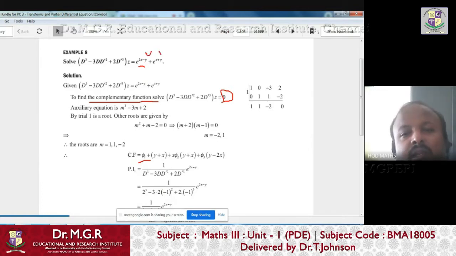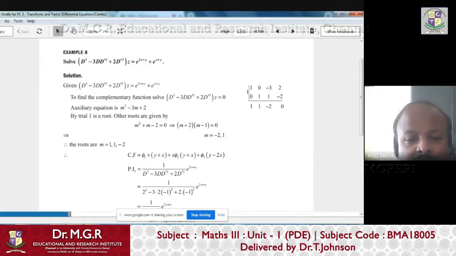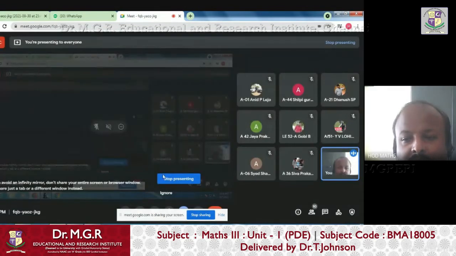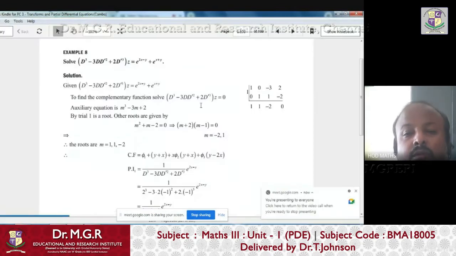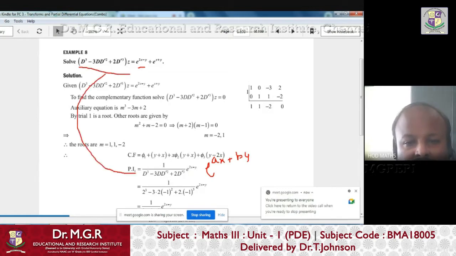So here there are 2 terms. You have to find particular integral 1 and particular integral 2. How to find them, I also explained in the last class. Whenever the right hand side has an exponential function in e power ax plus by form, then we can write the particular integral as 1 by whatever the term is here, writing the same term, and then the e power 2x minus y, and then we have to substitute D as the coefficient of x.